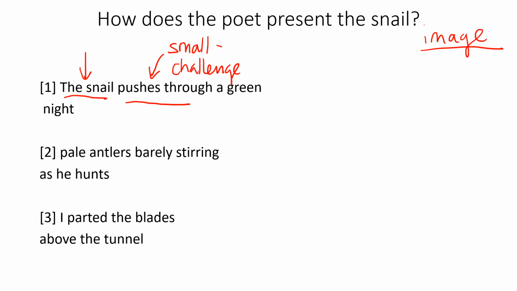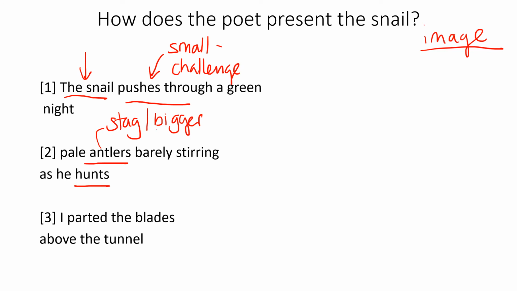Yet when we get to the second image, this idea of antlers. Now, when we tend to think of antlers, we tend to think of stags, and this idea of bigger animals. So in this second image, we've got this idea of this tiny little thing hunting. And so we've inverted and changed that original image that we've got in that first one. And you see when you pick images apart and look at them like this, you can see some interesting connections or changes across the poem.